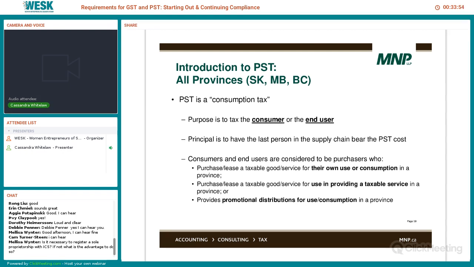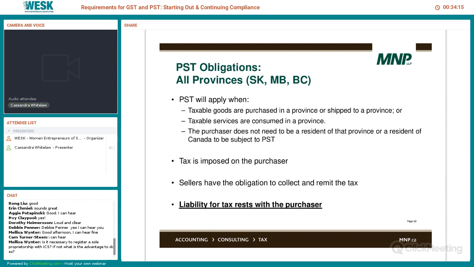So the consumer or the end user is considered to be a purchaser who has purchased the taxable goods or services for either their own use or consumption in a province, or if they're going to be using those taxable goods or service to provide another taxable service in a province, or if they're going to be providing promotional distributions in a province. So PST applies anytime taxable goods are purchased in a province or shipped to a province, or anytime taxable services are consumed in a province. So this means that the purchaser doesn't need to be a resident of that province or even a resident of Canada to be subject to PST.